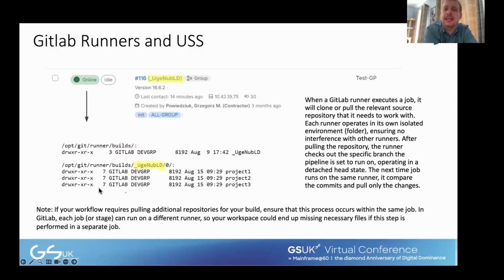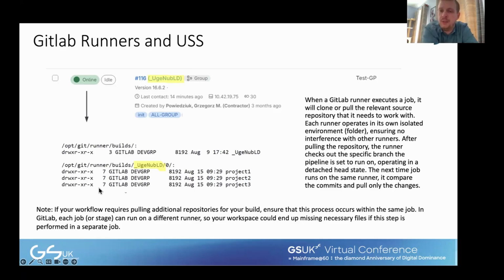One more thing about GitLab Runner and USS, right? When a GitLab Runner executes a job, it will clone or pull the source repository that it needs to work with, and we'll save it somewhere inside of the USS. And if you want to be able to run multiple builds at the same time, you will have to have multiple GitLab runners. Each runner will operate in its own isolated environment, basically a folder, making sure that they do not step onto each other.